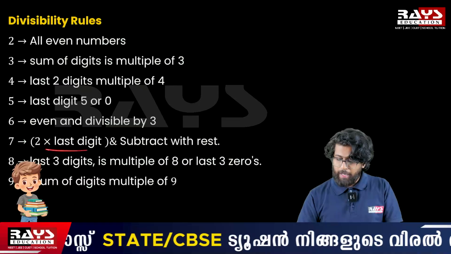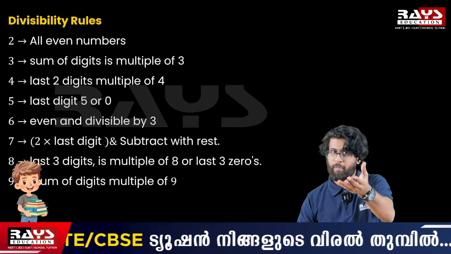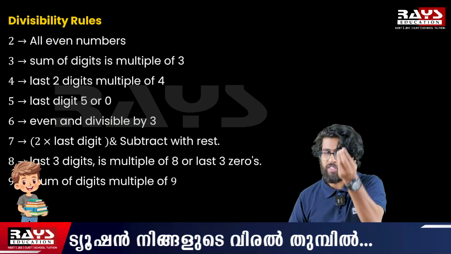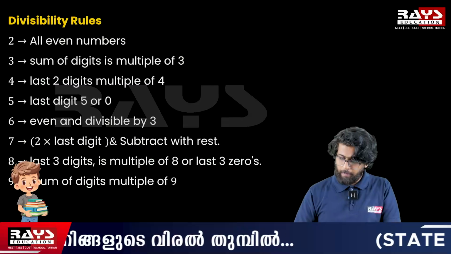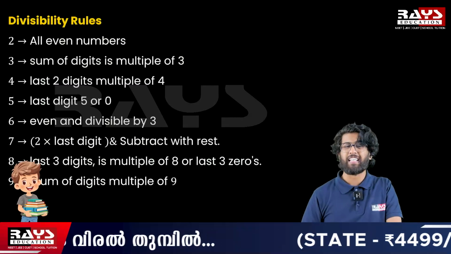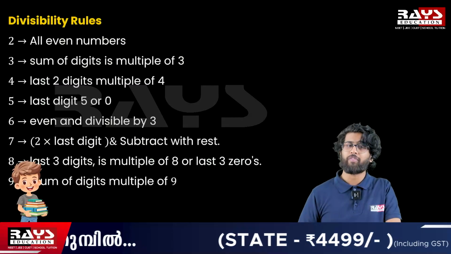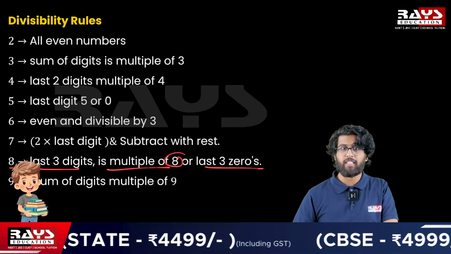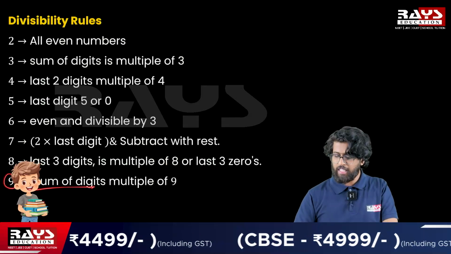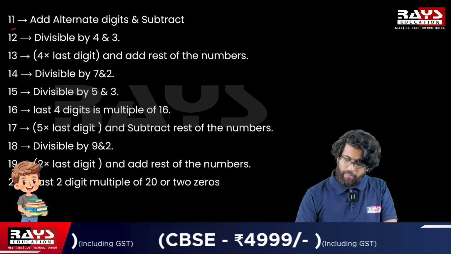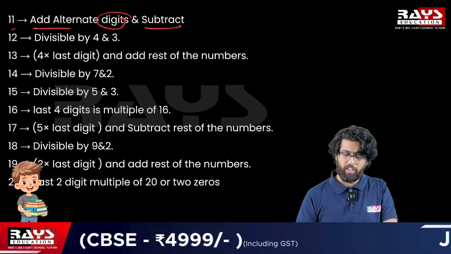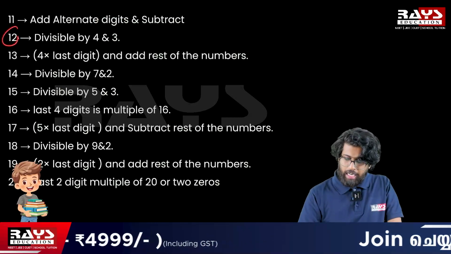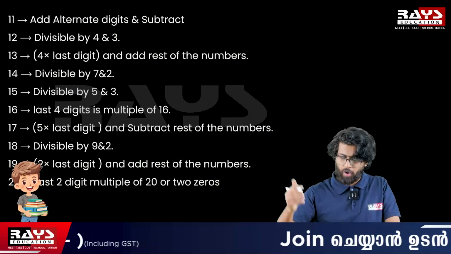7, double the last digit and subtract from the rest of the number, and if the answer comes as a multiple of 7 or 0, then the number is divisible by 7. Then 8, last 3 digits should be a multiple of 8 or last 3 zeros. 9, sum of digits should be a multiple of 9. Then 11, add alternate digits and subtract them. Okay. 12, divisible by 4 and 3, the divisibility rules of 4 and 3.